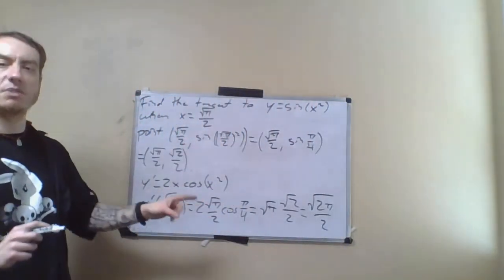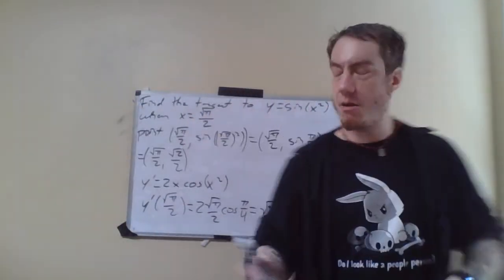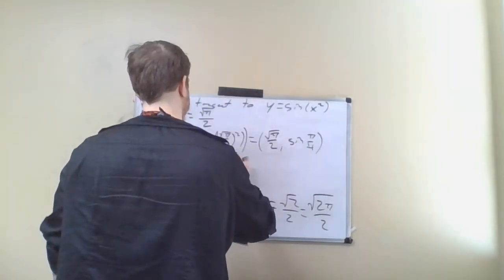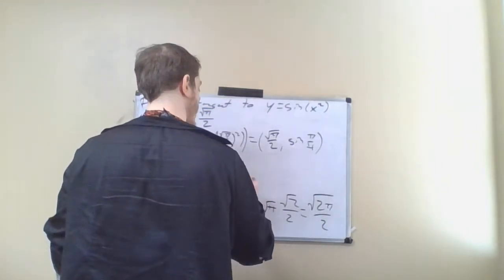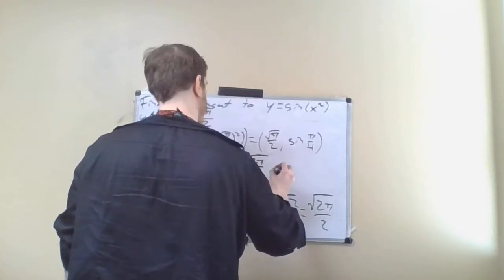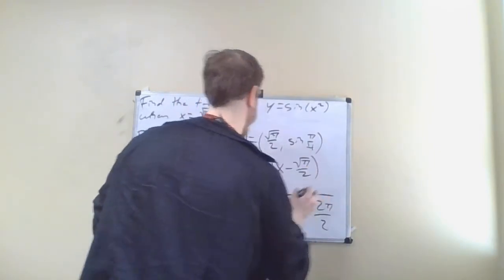So that is going to be my slope. And now that I have my slope and my point, I can write my equation. So y minus square root 2 over 2 is equal to square root 2 pi divided by 2 times x minus the square root of pi divided by 2.